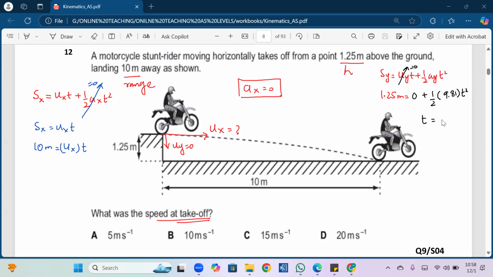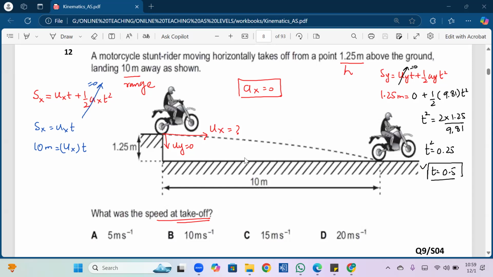If I solve this for t, I would get 2 times 1.25 divided by 9.81. So if I just solve it, what would I get? Just 1 second. I would get time, which is equal to 0.25. This was t squared, and this is 0.25. So t would be equal to 0.5.